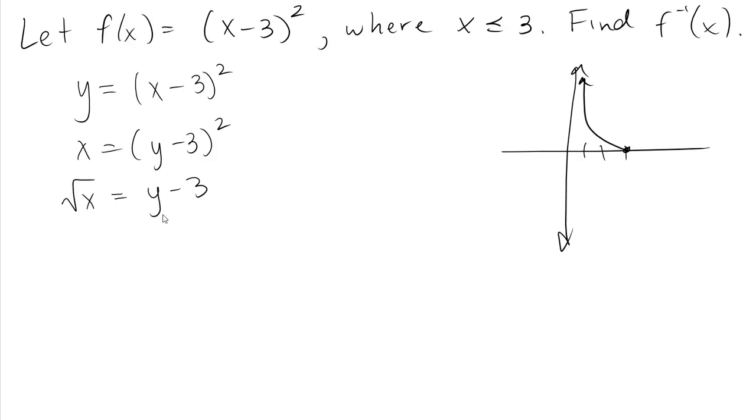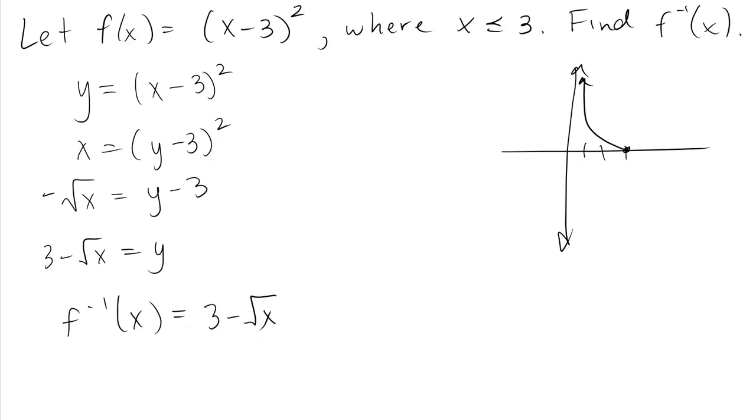So to make sure that the outputs of our inverse function are less than or equal to 3, we need to choose the negative option here. Then we add 3 to both sides and we get 3 minus the square root of x equals y. And because we've abused notation, we're going to replace it with the correct notation. F inverse of x is 3 minus the square root of x.